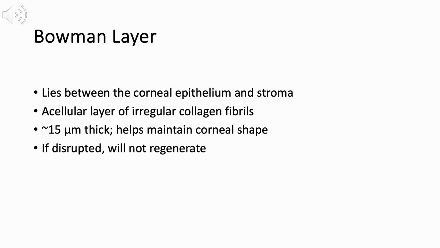The Bowman layer lies between the corneal epithelium and the stroma. It is an acellular layer composed of irregular collagen fibrils approximately 15 microns thick. This layer helps maintain the overall shape of the cornea. Importantly, if disrupted, the Bowman layer does not regenerate, which has implications for both trauma and surgical procedures involving the anterior cornea.